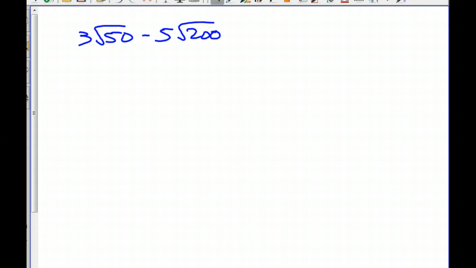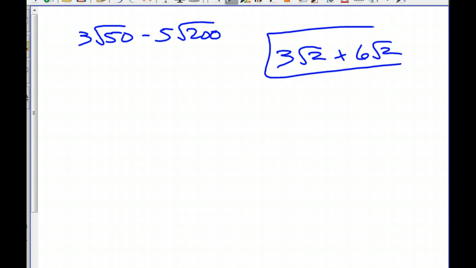The only way you can add and subtract radicals is if you have 3 times the square root of 2 plus 6 times the square root of 2. Now I can add the 3 and 6 and get 9 square root of 2. When you're adding and subtracting radicals, it's kind of like the radical is a variable, like it's a letter. If we had 3x plus 6x, you get 9x. It's kind of the same thing with the radicals.